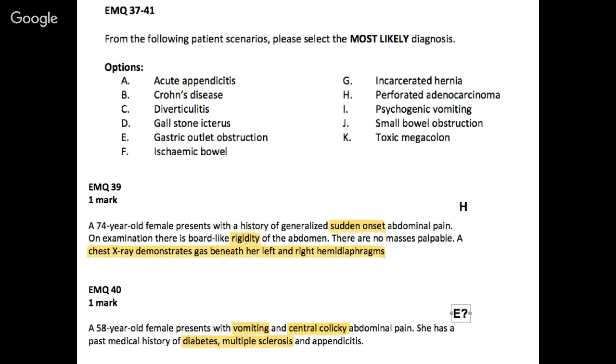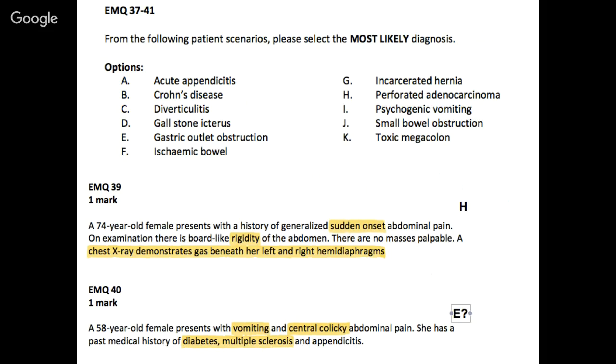So perforated adenocarcinoma, we talked about pneumoperitoneum last week and rigidity. 40, this is a bit of a tricky one. I think it's E for two reasons. One, it doesn't fit anything else. I actually think this is gastroparesis. So she just has vomiting and this sort of vague abdominal pain. There's not enough there to suggest it's anything else.